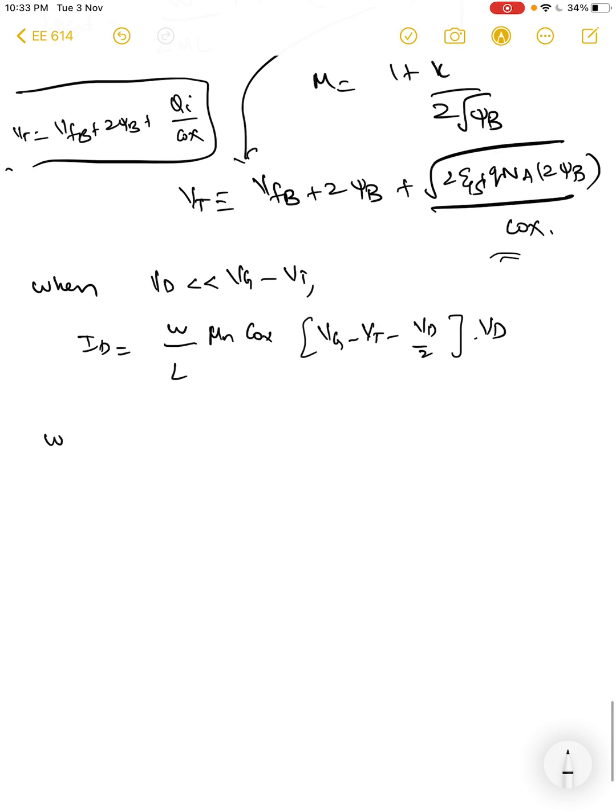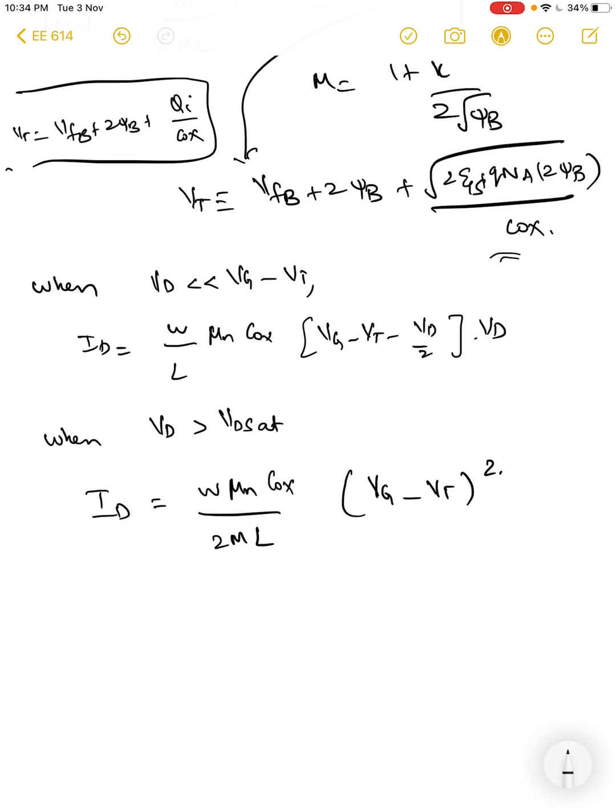And secondly, when Vd is greater than Vd sat, remember Vd sat was the point of maximum current, as we saw before, we can see that the actual drain current does not depend upon the drain potential and is just given by W mu n Cox by 2 mL (Vg minus Vt) square, where m was defined as we showed before. So the drain current depends only on the gate potential and not on the drain potential. Any rise in the drain potential over and above the saturation potential does not change the actual drain current.